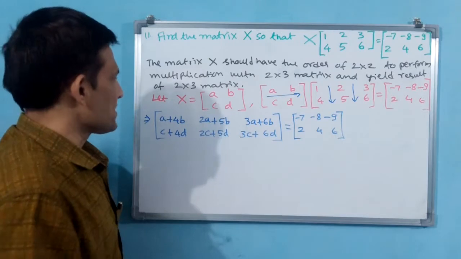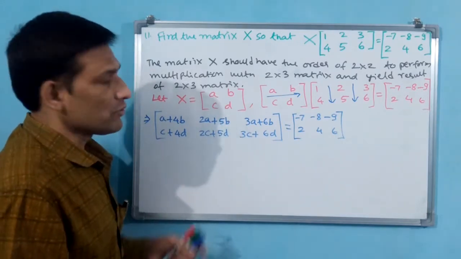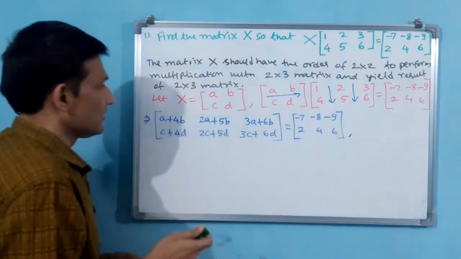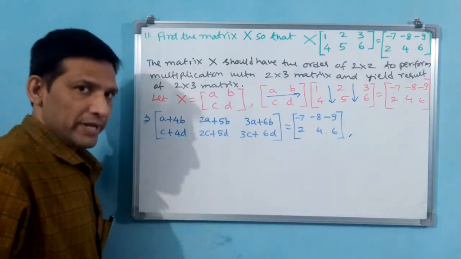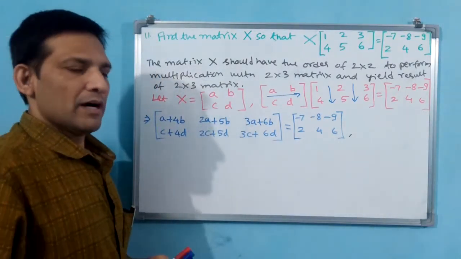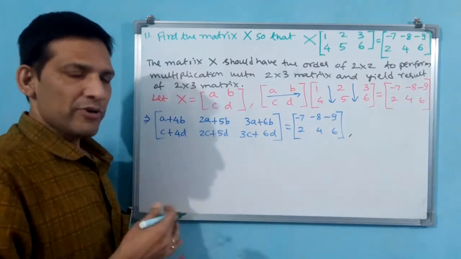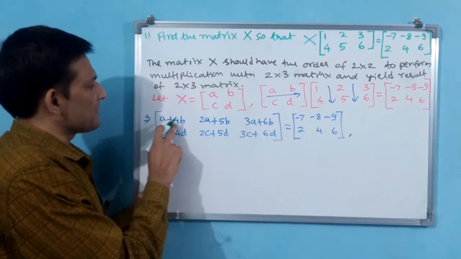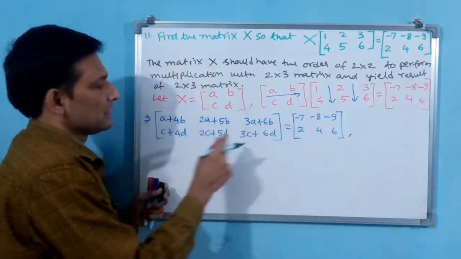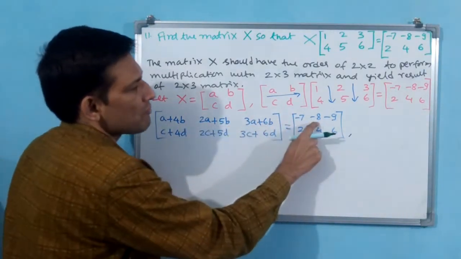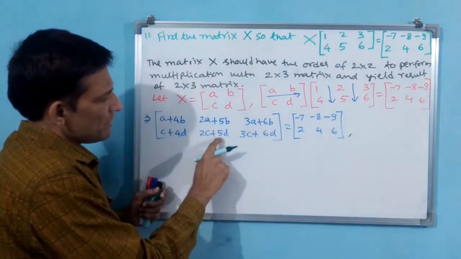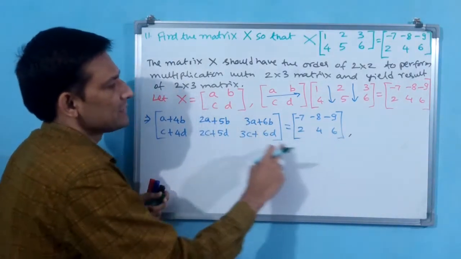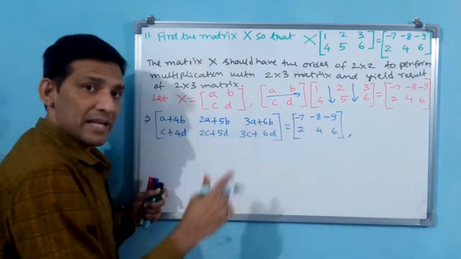Now you write the equations. What I am doing, you see here, I am putting a comma and writing the equations here. Two equations you take, solve those two equations, and automatically you are going to get the A, B and C, D values. Okay, first I am taking A plus 4B is equal to minus 7. 2A plus 5B is equal to minus 8. 2C plus 5D is equal to 4. 3C plus 6D is equal to 6. 3A plus 6B is equal to minus 9. Like this you have to take.